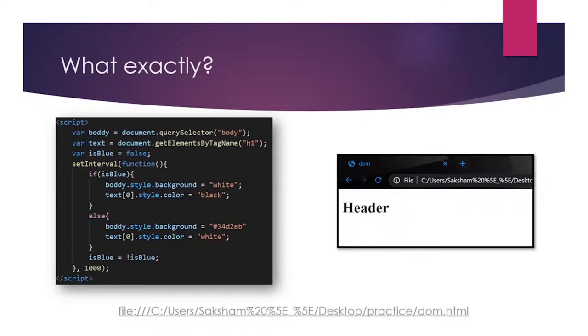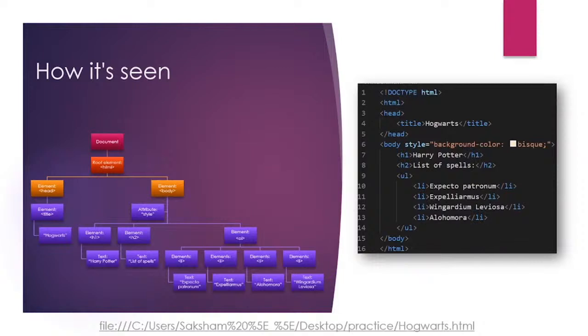So what exactly is this? Well, I just wrote a code to demonstrate this particular section of toggling going on. That you can do with the document object model, and we'll see to it later. But how is it seen? What is the document object model?